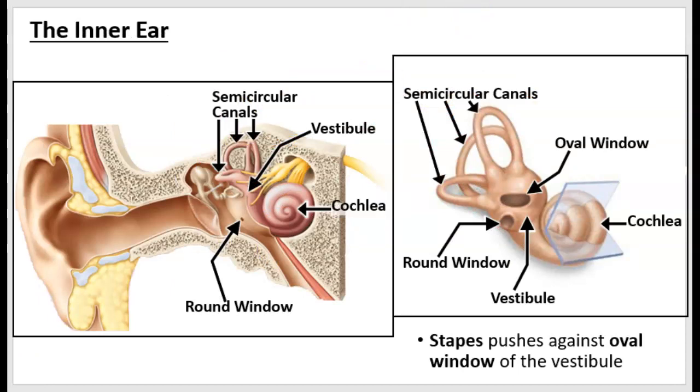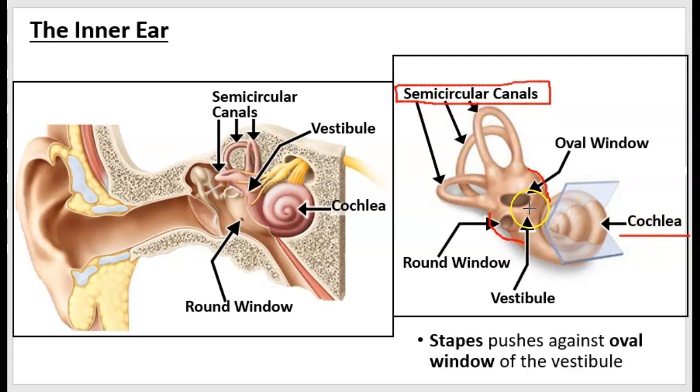Okay, let's look at the structure in more detail of the inner ear. We have 3 semicircular canals. Those are responsible for sensing the position of our head relative to gravity. And then we have the cochlea, which is responsible for detecting sound. The vestibule is kind of involved with both. So it has functions in hearing and in equilibrium.